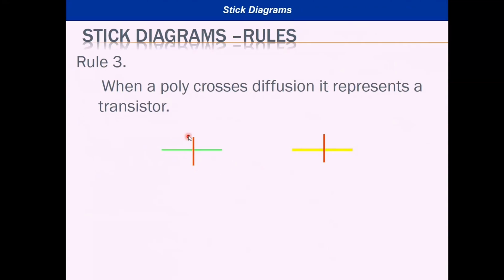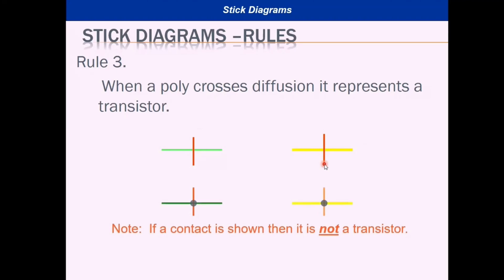Here another thing is whenever a polysilicon layer crosses a diffusion, it represents a transistor. In the first diagram, the polysilicon is crossing N diffusion. So this one shows an NMOS transistor. In the second diagram, the polysilicon crosses P diffusion. It indicates a PMOS transistor. So whenever there is a crossing of polysilicon and diffusion, it indicates the formation of a transistor. If a contact is shown between the two layers, polysilicon and diffusion, then it indicates that it is not a transistor. So the bottom two figures are not transistors. The top two figures represent transistors.